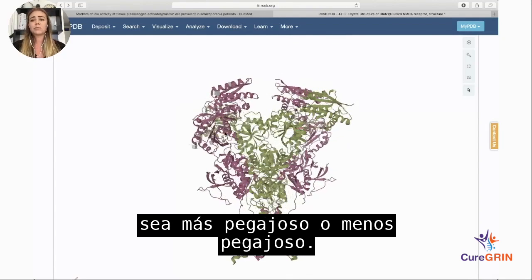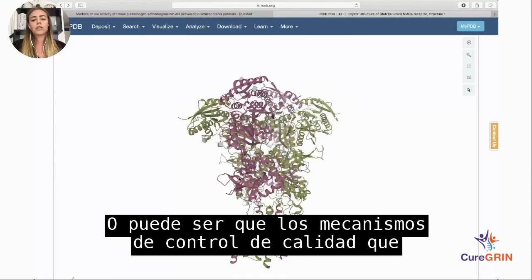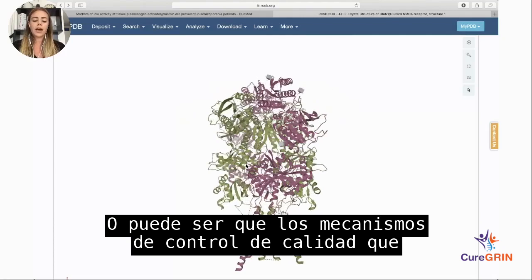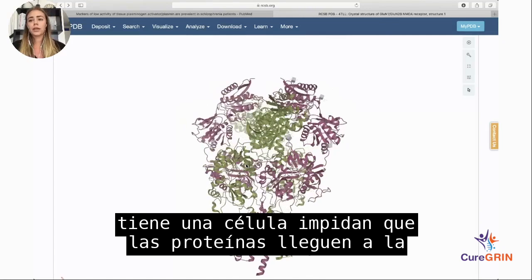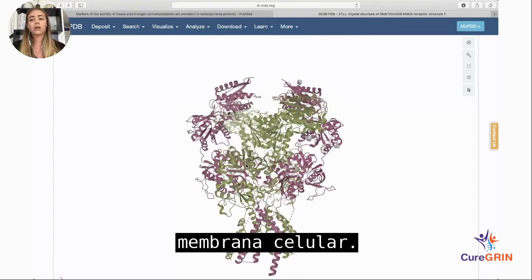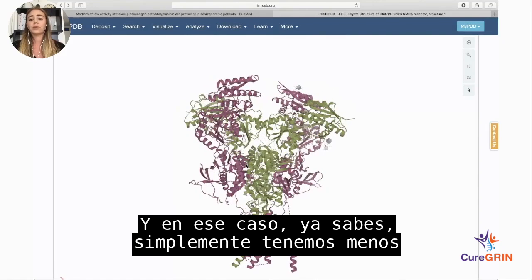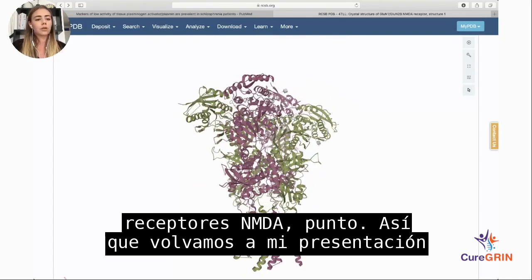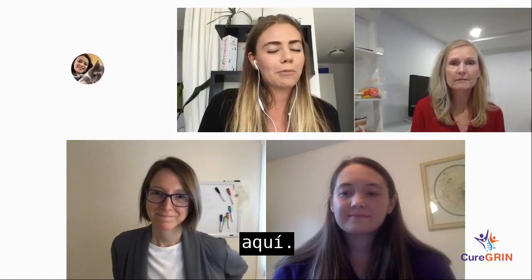Maybe it's making the magnesium stickier or less sticky, or it may be that the quality control mechanisms that a cell has are stopping the proteins from reaching the cell membrane at all. And in that case, we're simply having fewer NMDA receptors, period. So just to go back to my presentation here, I'm almost done.